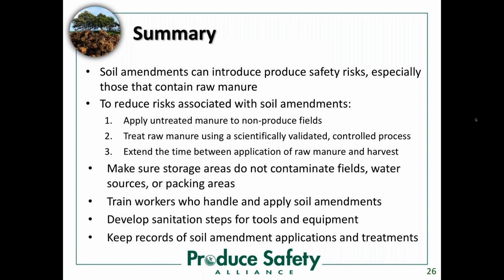So what's our summary? There are three primary ways to reduce risk. Okay, apply your raw or untreated amendments to fields not planted with produce, so you never have direct contact with produce. You can treat or process raw soil amendments to reduce or eliminate pathogens through composting, probably thermophilic composting or some other scientifically validated process. And the third one is you can maximize the time between application of the soil amendment and harvest of your produce.